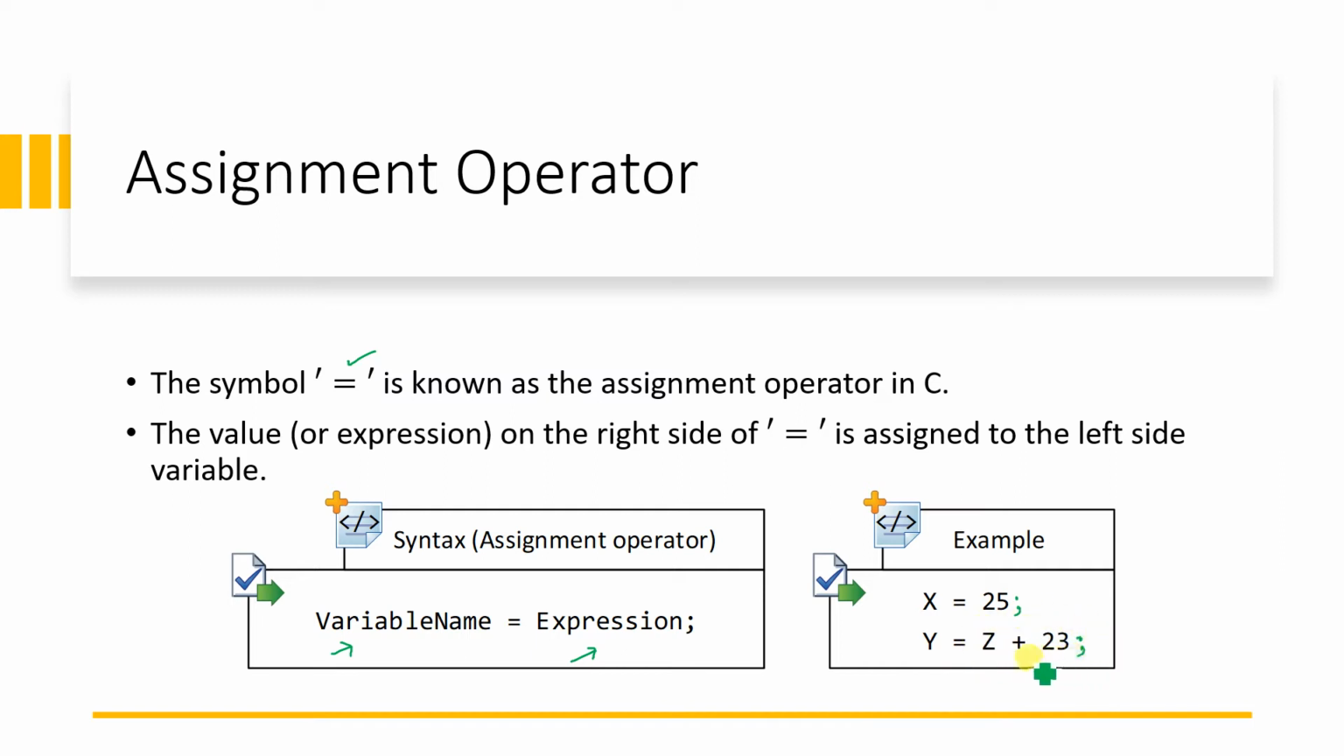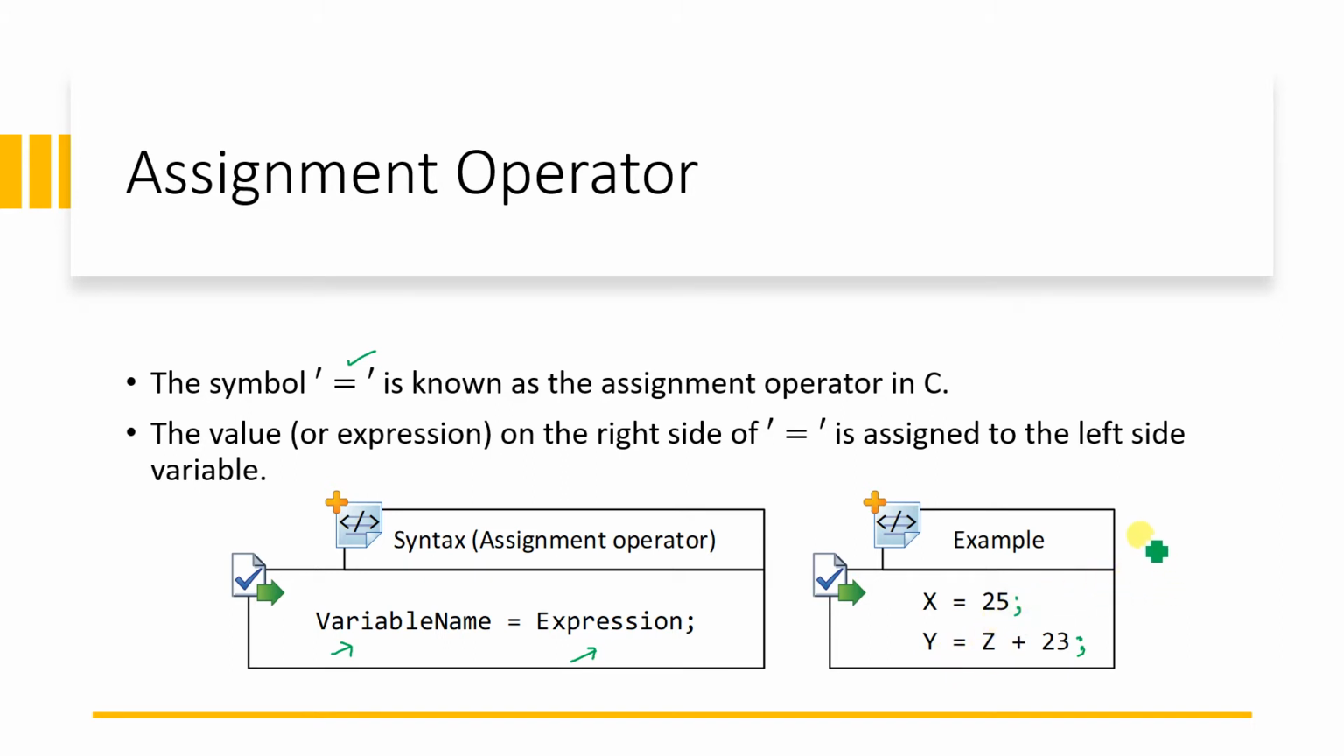So what does it mean? It means the value of z, whatever that may be, gets added to 23 and it will be assigned to y. So here z plus 23 represents your expression, and y represents a variable.